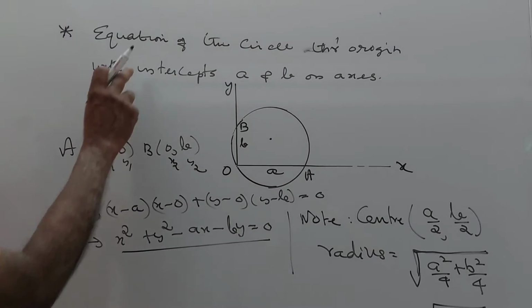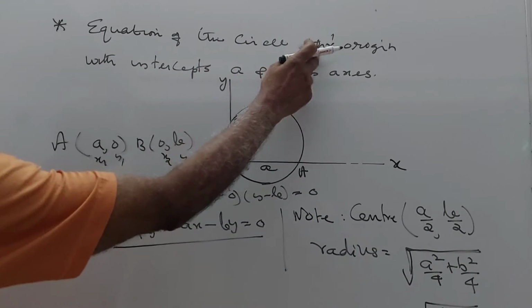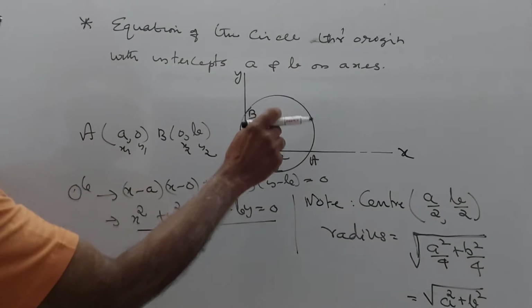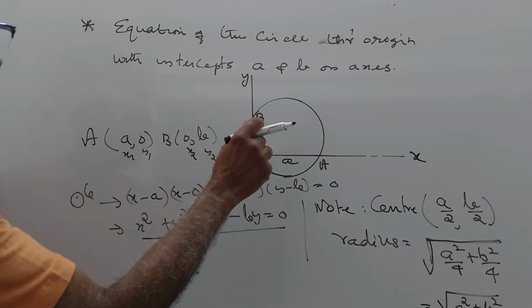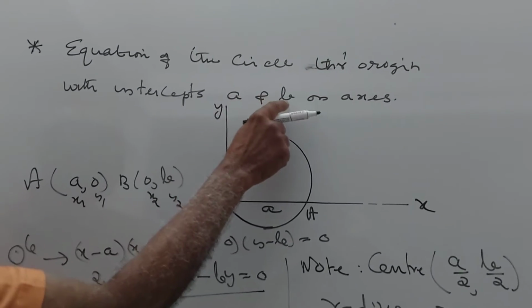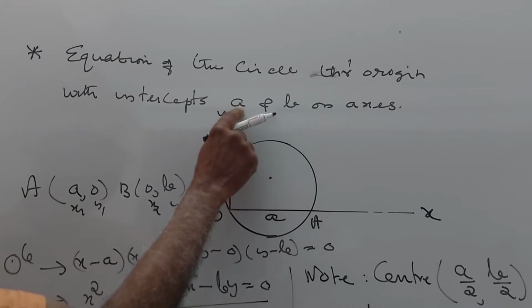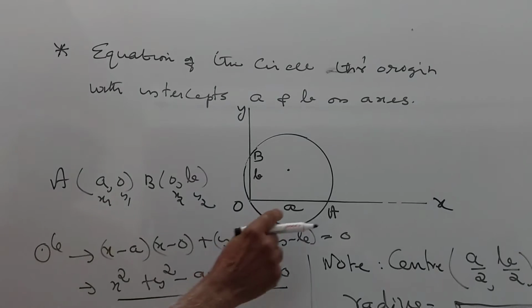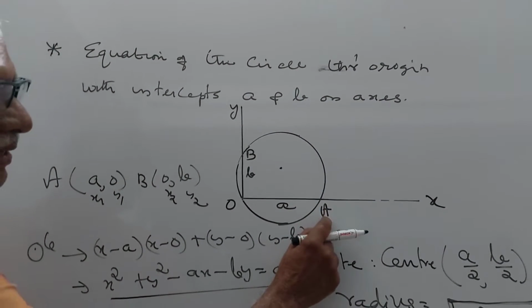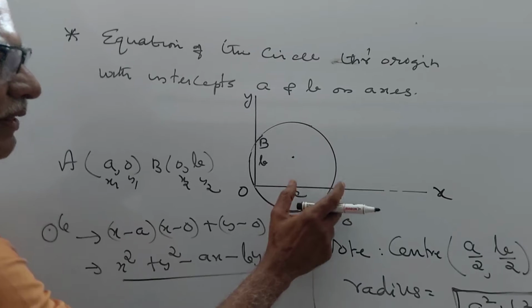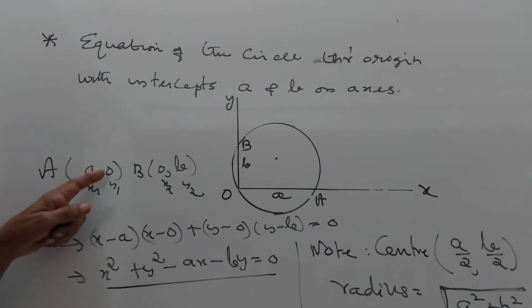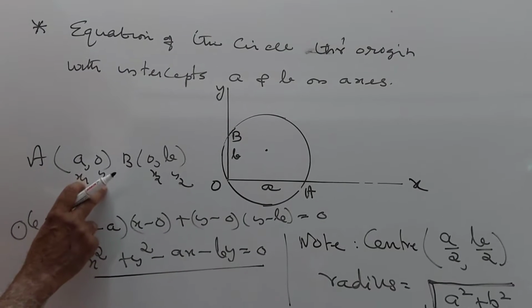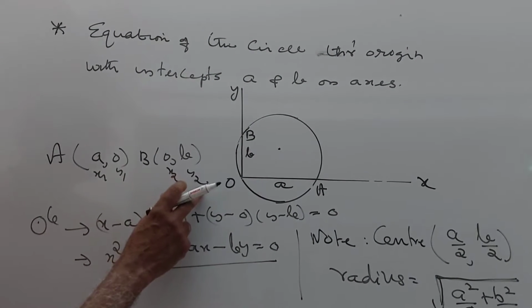Here we consider the equation of the circle passing through the origin with intercepts A and B on the axes. When we say intercepts A and B, the x-intercept comes first and the y-intercept comes next. So A is the x-intercept, B is the y-intercept. The x value is A and the y value is 0, so the point is (A, 0). Similarly, the other point is (0, B). So we have two points (x1, y1) and (x2, y2).